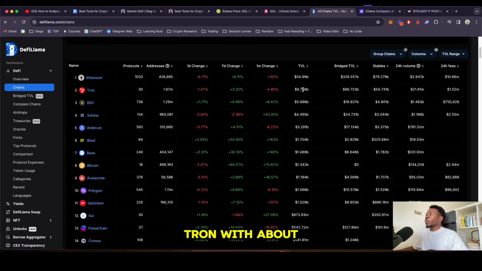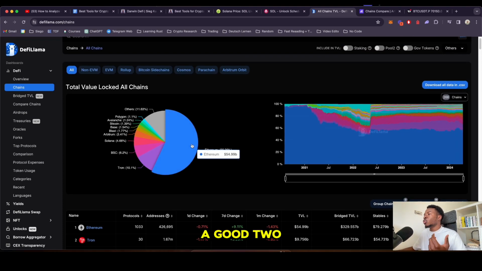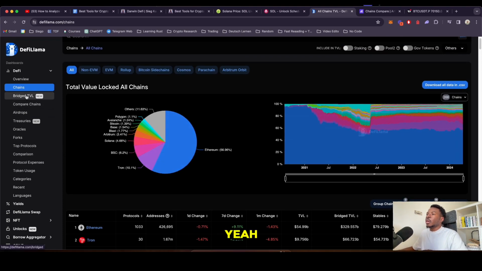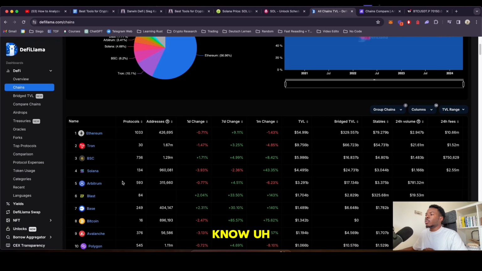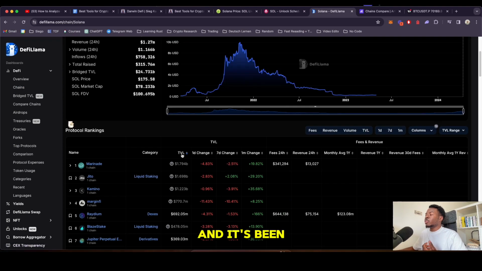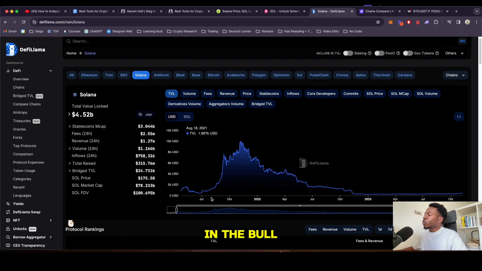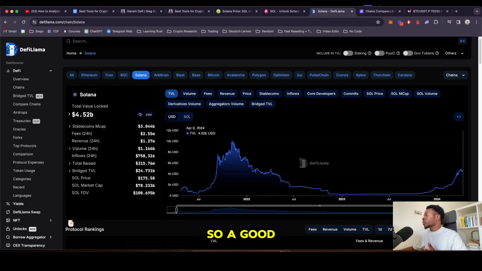We have Tron with about 9 billion, then BNB chain, and then Solana is the fourth chain with the highest amount of TVL. And Defillama is a good tool to know that. So yeah, we can see that Solana has some good usage and it's been picking up recently with the bull market. So it's a good sign for our research, right?